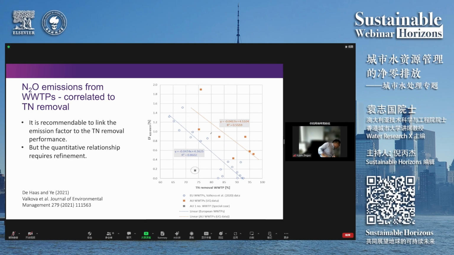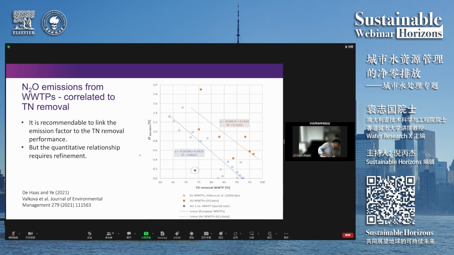That helps. So the data help us to quantify, but do not really help us to reduce. So we want to reduce, to mitigate N2O emissions. So researchers have done some correlation analysis to see what could be the driving factor to reduce N2O emissions.